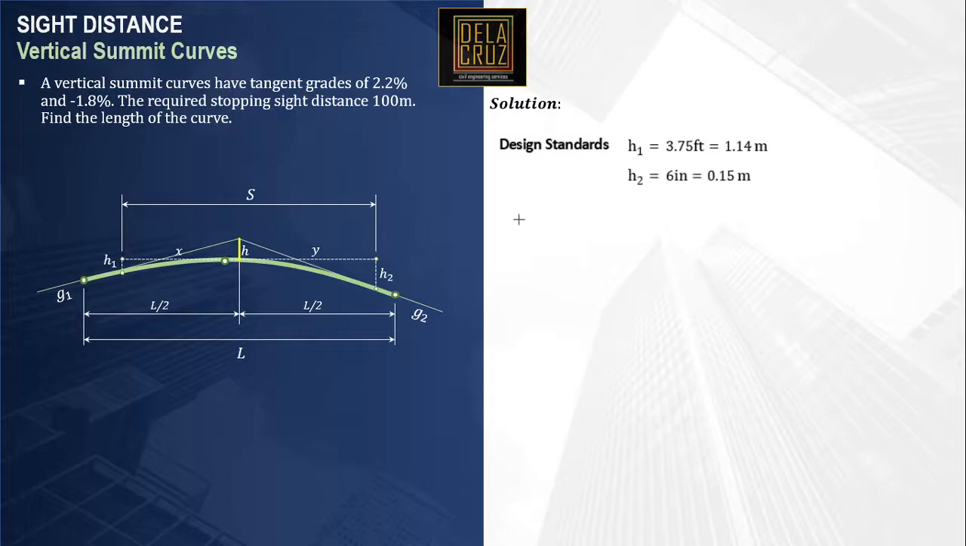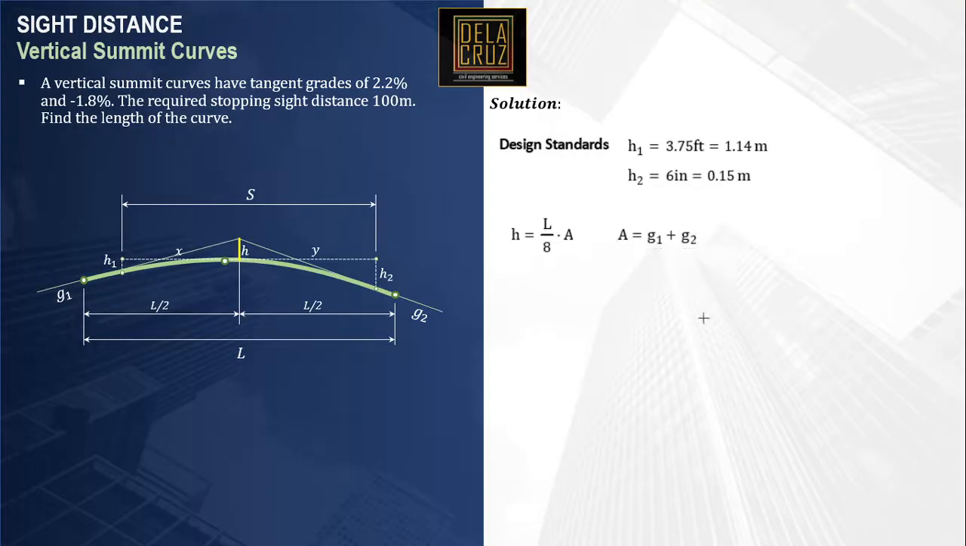So H is equal to L over 8 multiplied by A. I'll have A here as the algebraic sum of the grades. So in this case, A must be equal to G1 plus G2. We'll just take the absolute value of the grades. If the grade is negative, then we take this as positive 1.8%.